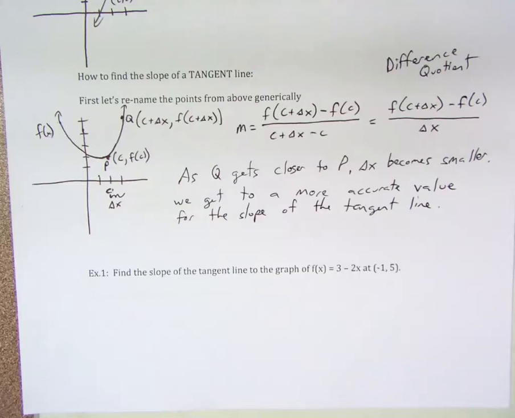Which, as we get into the course, is the instantaneous velocity. We're not there yet, but that's what we're finding. We're finding how fast something was going at that moment right there. That's really what you're finding, okay?